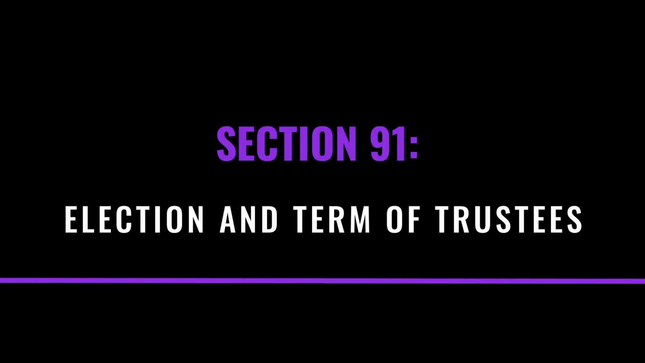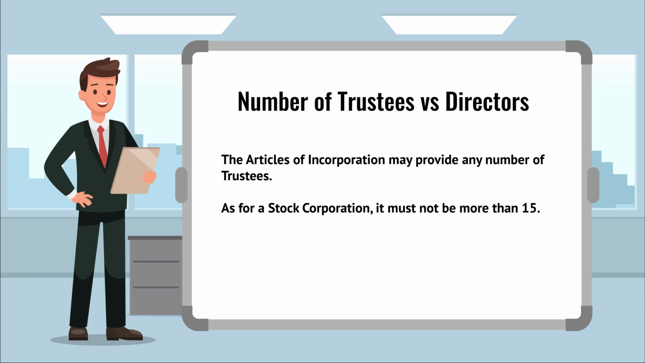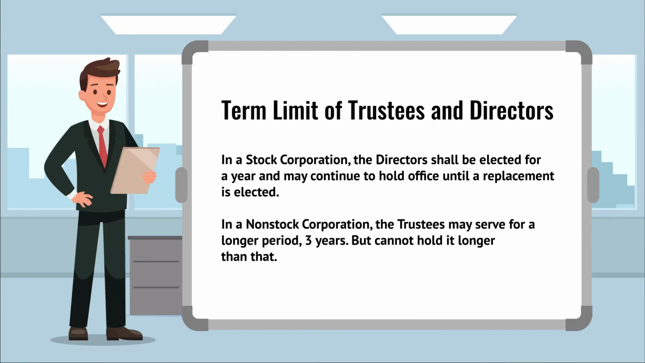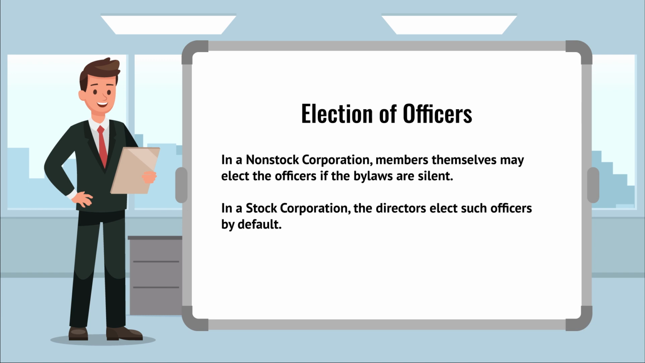Section 91. Election and term of trustees. Number of trustees versus directors: the Articles of Incorporation may provide any number of trustees. As for a stock corporation, it must not be more than 15. Term limit of trustees and directors: in a stock corporation, the directors shall be elected for a year and may continue to hold office until a replacement is elected. In a non-stock corporation, the trustees may serve for a longer period, 3 years, but cannot hold it longer than that.